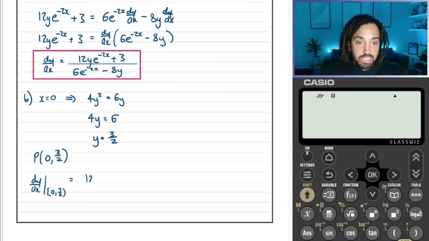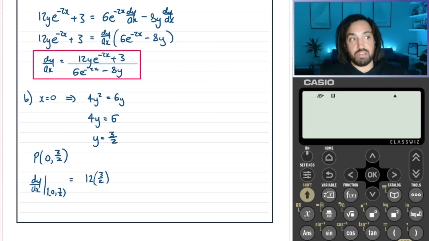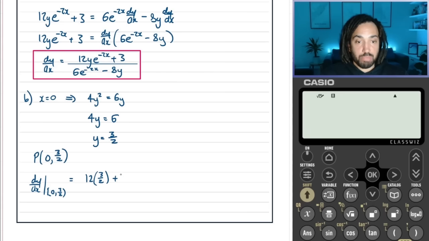Easier said than done. Okay, so 12 lots of y, and then when x is 0, we get e to the 0, which again is going to be 1, so we won't bother writing that down, plus 3 over 6, as we know, and then minus 8 lots of y, which again is 3 over 2.